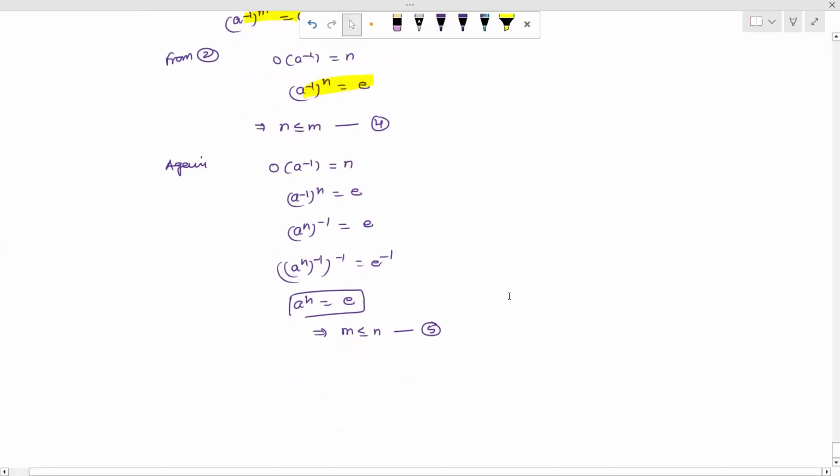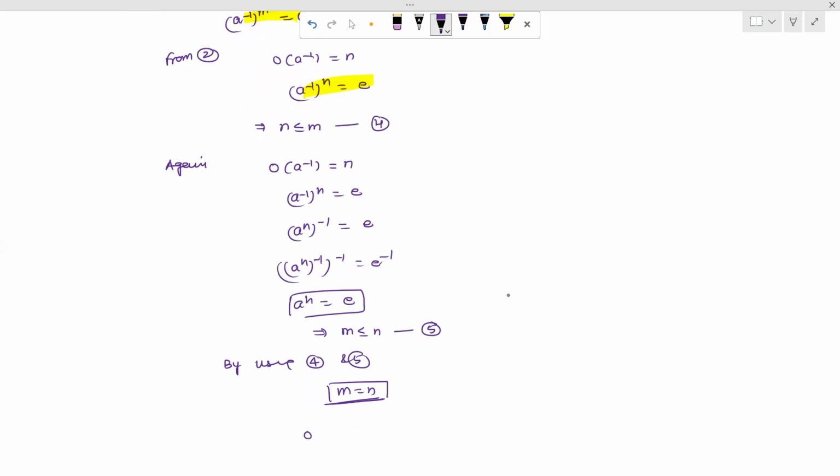So by using 4 and 5, we can say that M is equal to N. We took different orders, but from 4 and 5 we say that M equals N. It means that order of A is equal to order of A inverse.